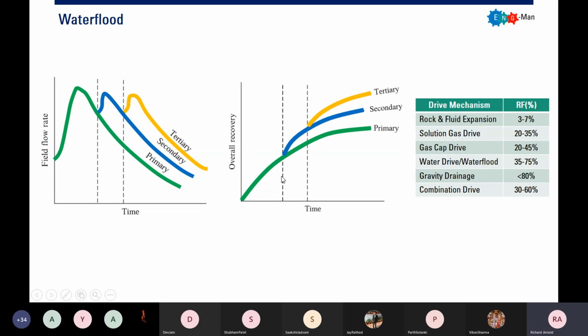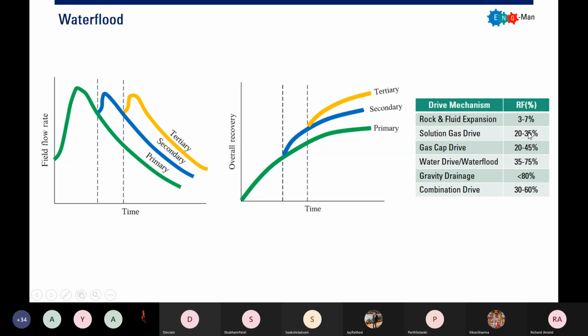And this is the illustration that, of course, we will start by primary recovery, and then we will increase our production. We will prolong our production life by doing secondary recovery, and we can do also tertiary recovery or enhanced oil recovery. If we do only primary recovery by natural flow, we can only achieve like these factors, like this drive mechanism, rock and fluid expansion. Of course, it will give us the lowest recovery factor, and solution gas drive also is not very big.